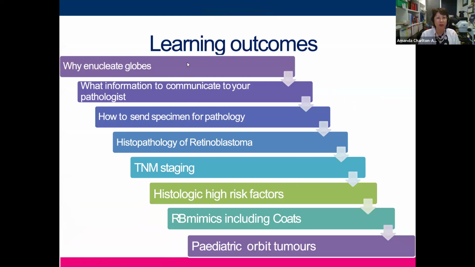Learning outcomes, understanding the why. Always start with why. Now, this is the important part for you, and it's also good exam questions. What information to communicate to your pathologist? Exam questions are like, what information should you write on the request form? How to send it? Another good exam question. Histopathology of retinoblastoma. If you get a case in the exam, you have to know that. TNM staging, that's part of prognosis. Histologic high risk factors, part of prognosis and of treatment. Mimics and other pediatric orbit tumours.